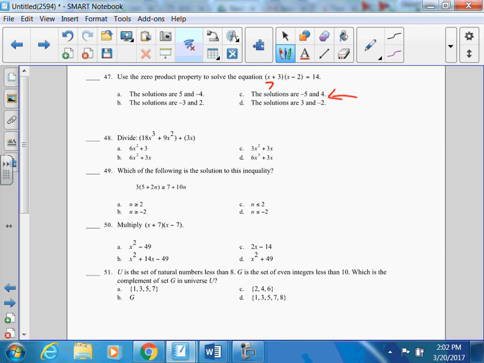Then we try 4, because 4 also has to work. 4 plus 3 is 7. Plug in 4 for x right here. 4 minus 2 is 2. 7 times 2 is 14. Hey, C is the answer. There's a couple ways you can do it.